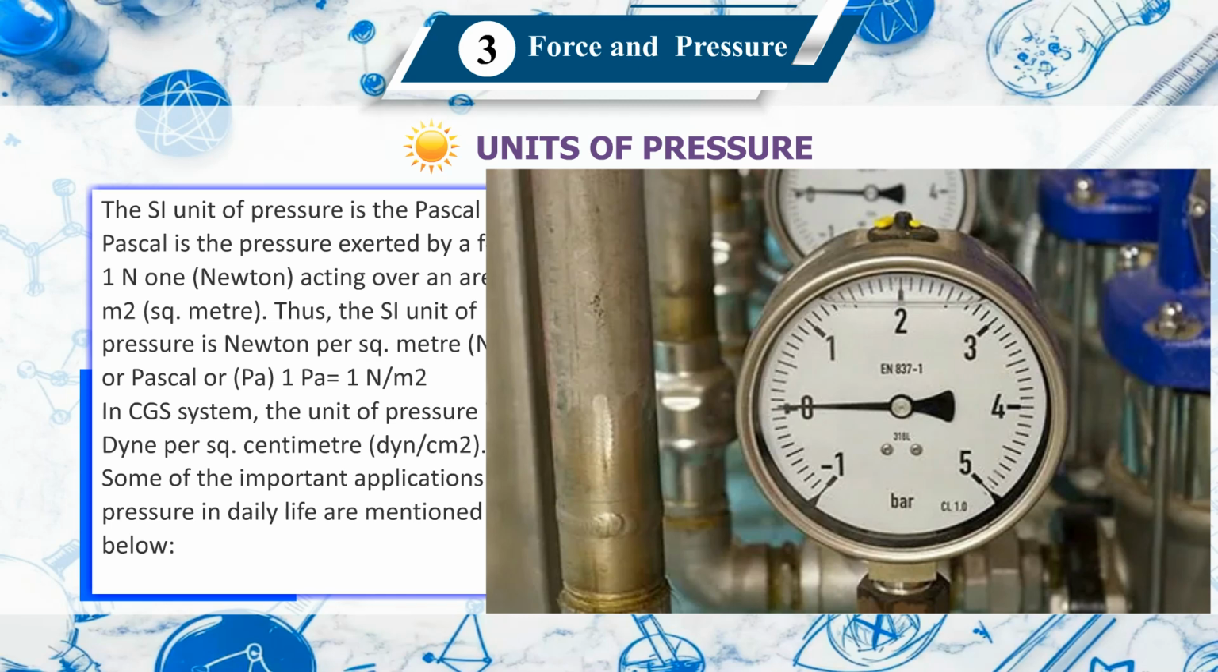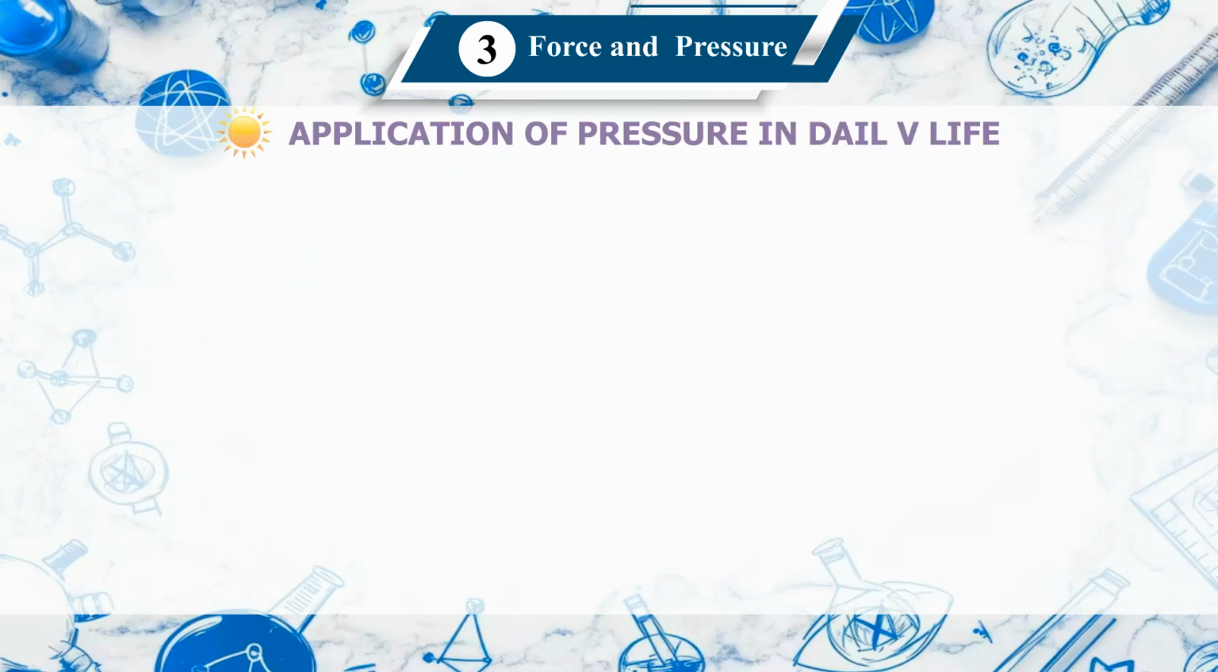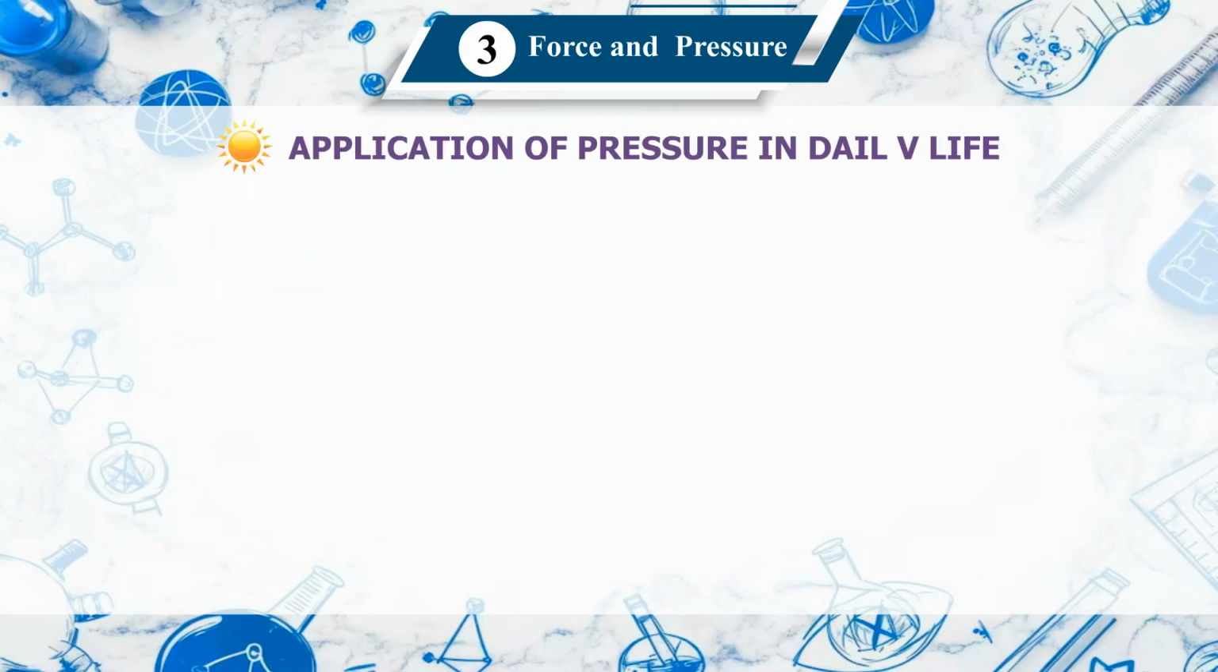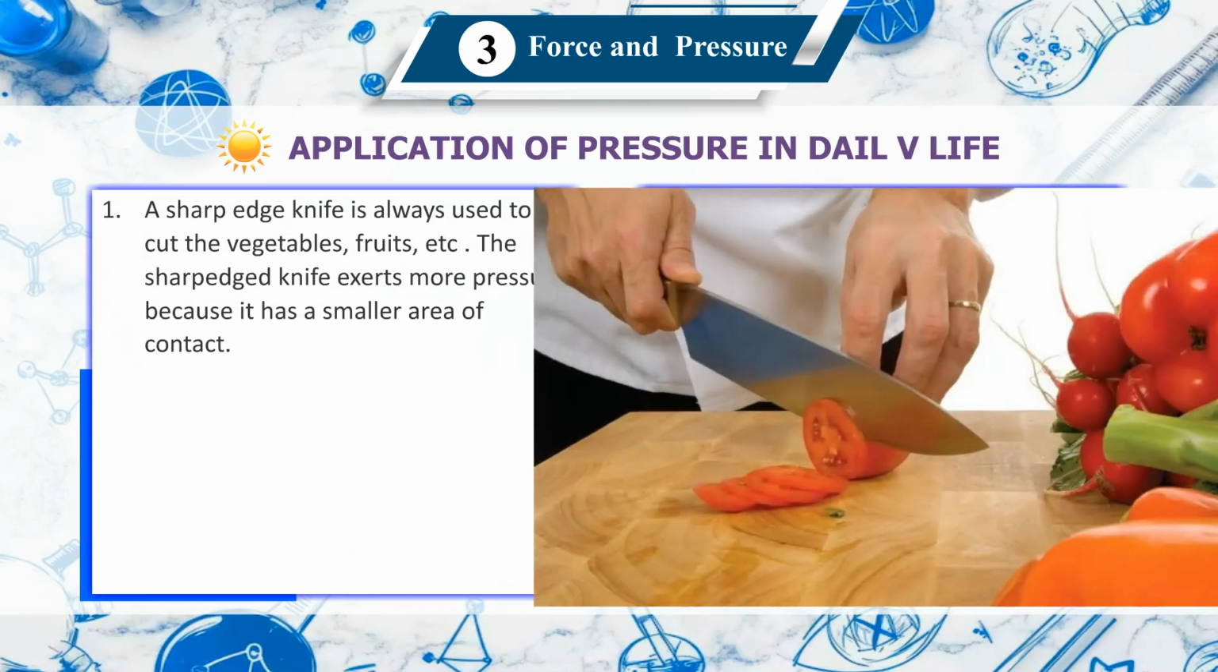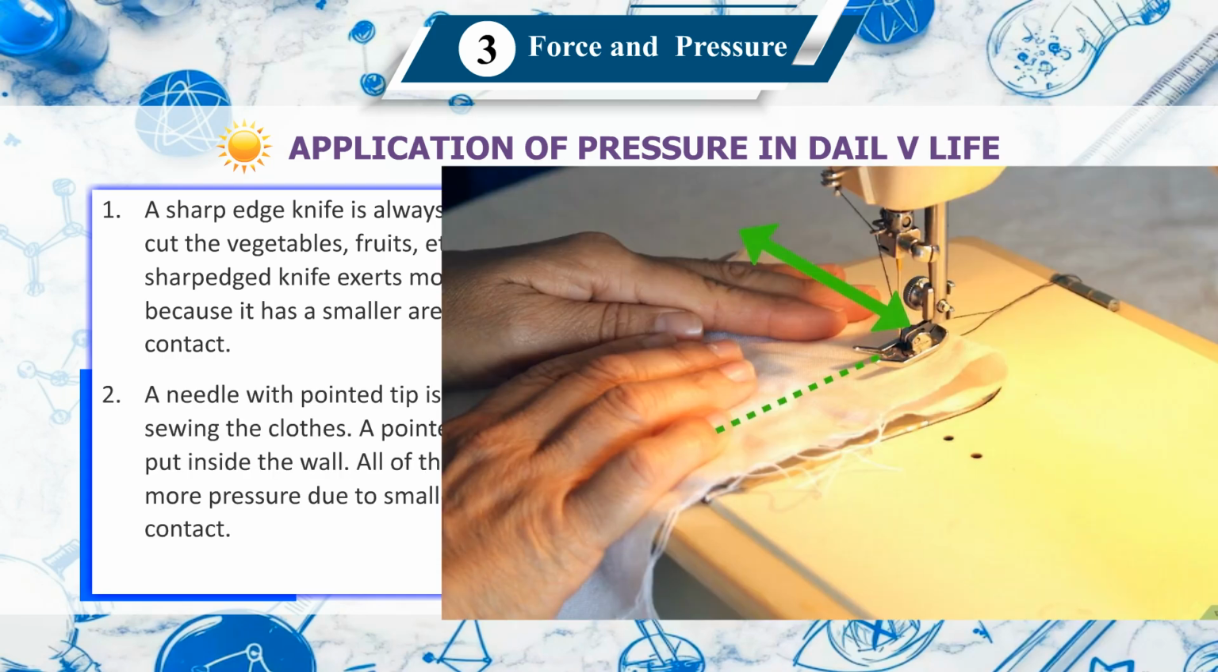Some of the important applications of pressure in daily life are mentioned below. Application of pressure in daily life. First, a sharp-edged knife is always used to cut vegetables, fruits, etc. The sharp-edged knife exerts more pressure because it has a smaller area of contact. Second, a needle with a pointed tip is used for sewing clothes. A pointed nail is put inside the wall. All of them exert more pressure due to smaller area of contact.